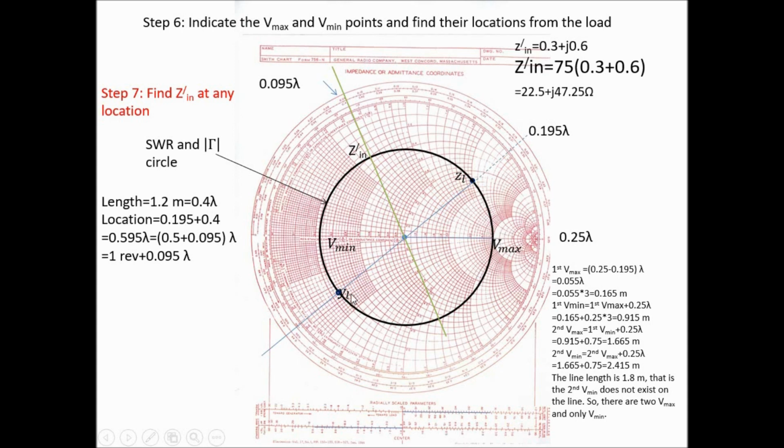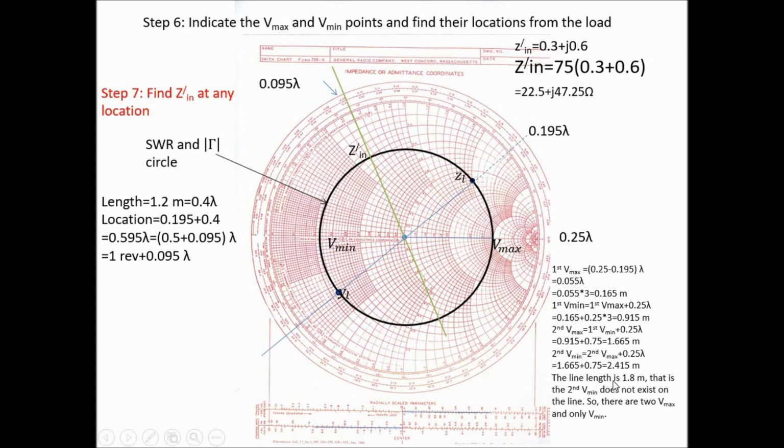wherever the first maximum was, plus 0.5, right? Because the first maximum you got 0.055, the second maximum will be 0.555, right? Or you can write first minimum plus 0.25. First minimum is 0.915, plus 0.75. So you get this one. So just you got 1.65 and plus 1.5, 2.45.